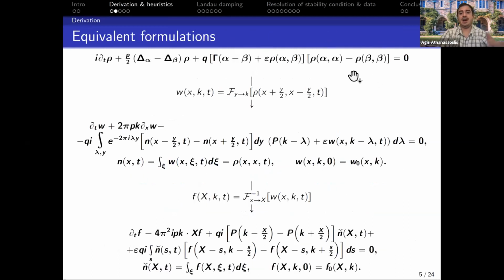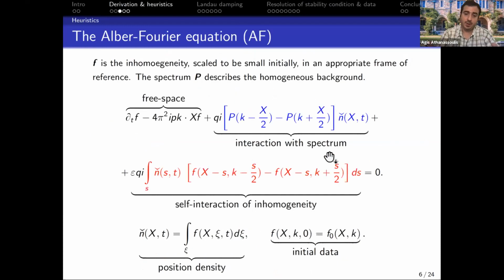Okay, so now you have two space variables and the time variable. So it's not trivial what is the best frame of reference in which to work with your equation. So no point in spending too much time here. If you are not familiar with this kind of thing, it looks very complicated, I know. So the main idea is you do some change of variables, you do some Fourier transforms, and you go to a formulation where instead of two space variables, you have two wave number variables. So you have time and two wave number variables. So this I call the Alber Fourier equation, since it's Fourier transforming both variables, let's say.